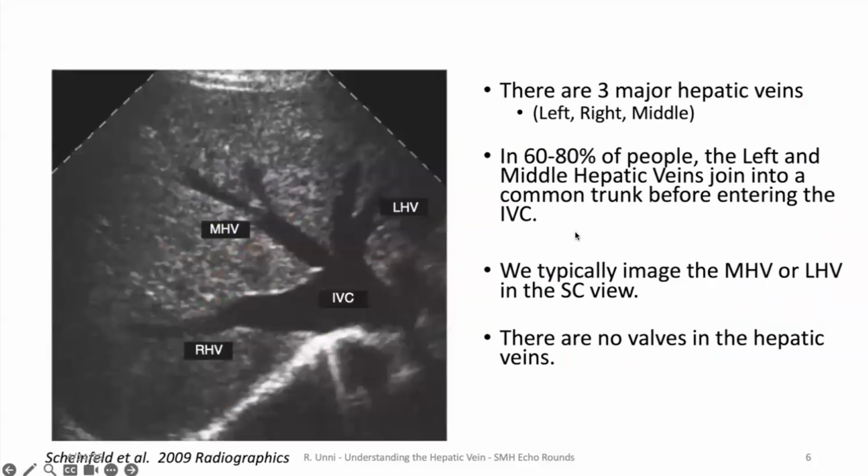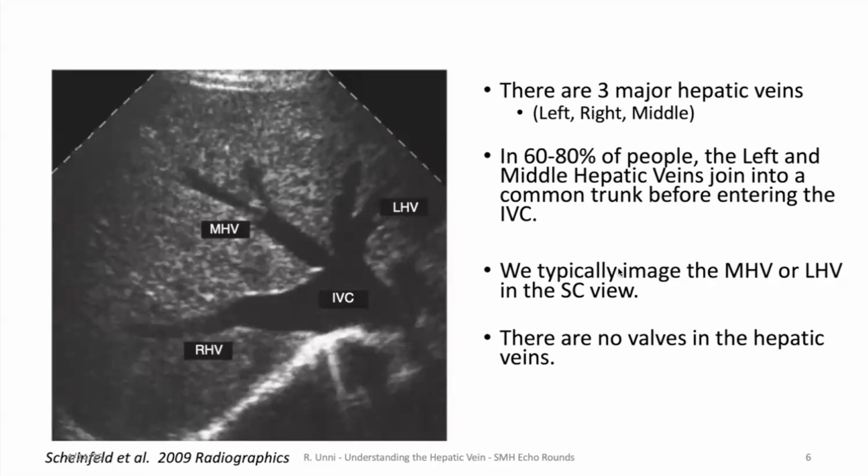So when you're looking at a subcostal view, most typically we are looking at either the middle or the left in this common trunk, because those are typically in line with our ultrasound Doppler as we're looking at the IVC. There are no valves in the hepatic vein. They're a completely valveless system, unlike some other veins you may see.